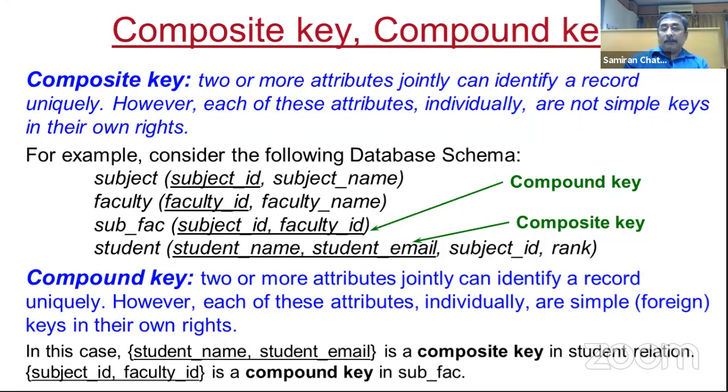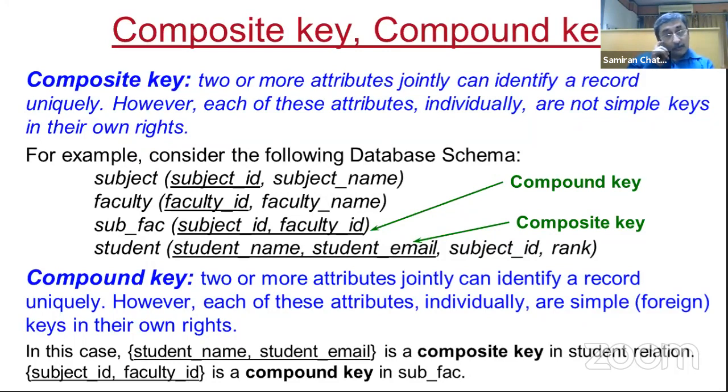Faculty ID is a single attribute, and therefore it is not a composite key. Look at the student. Student_name and student_email, taken together, become a key. Understandably, if I say the student name is Ranjan, there may be many Ranjans, but the email and the name together will constitute a key, a unique identifier. So student name and student email together become a key, and therefore it is a composite key.